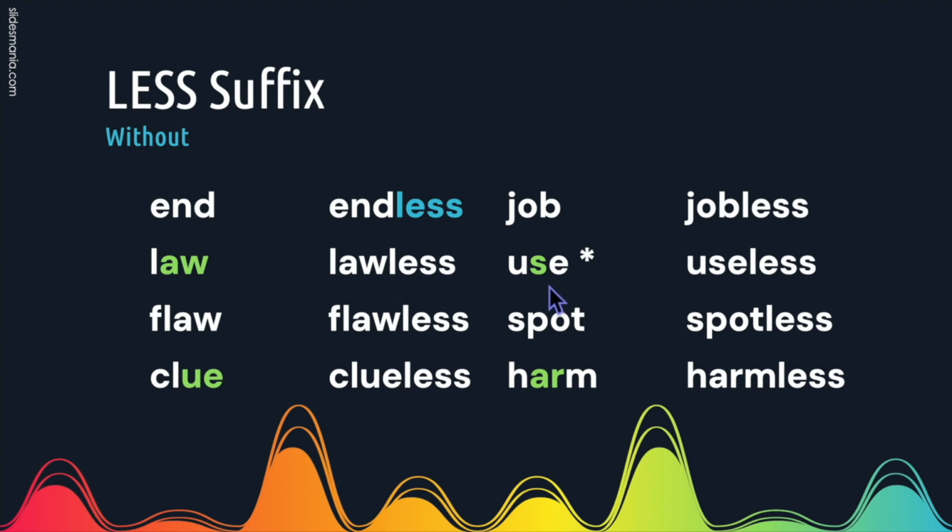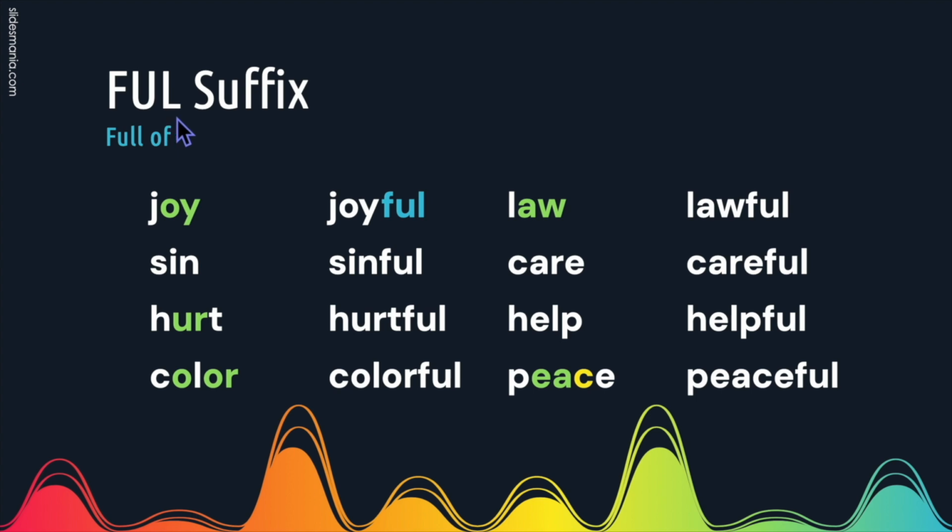This word could be pronounced two different ways. Using the Z sound, it is the verb use. Here we want the noun, use. So here is use, useless. Something that is useless has no use. Flaw, flawless. Spot, spotless. UE has a long U sound. So here we have clue, clueless. AR says ar, harm, harmless.